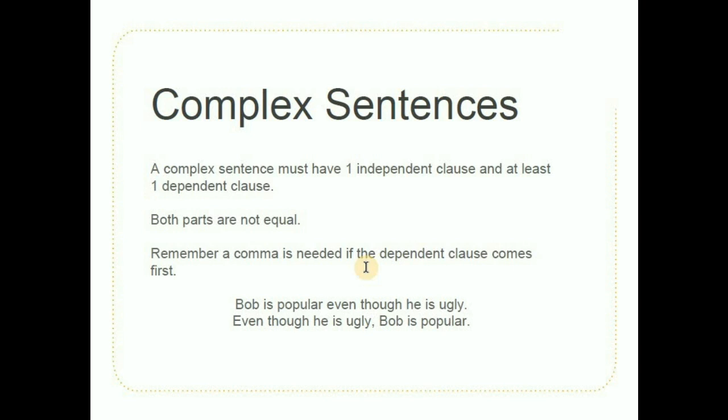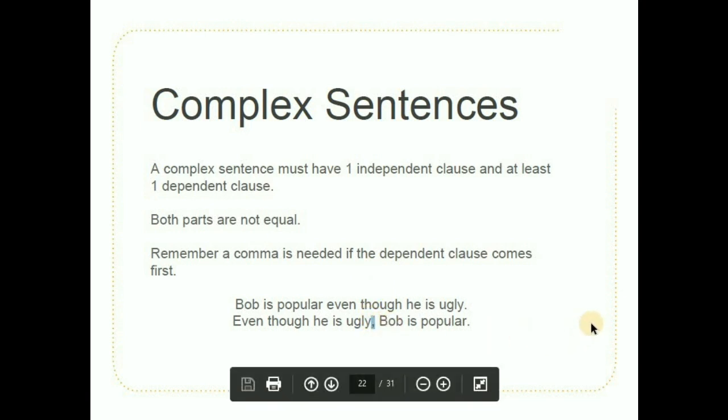Here we can see an example about a poor guy called Bob. It's not all bad though, he is quite popular. Bob is popular even though he is ugly. Even though he is ugly, Bob is popular. Don't forget to put that comma right in the middle there.